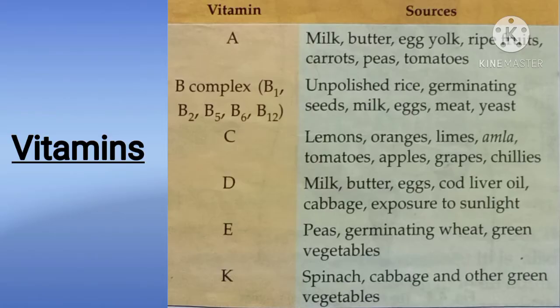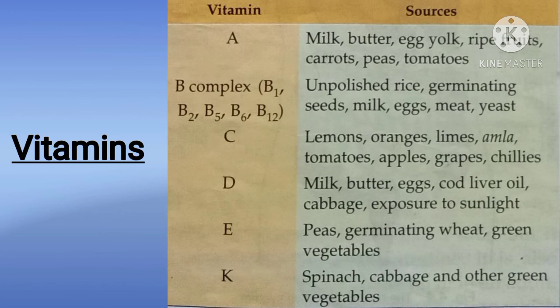Vitamin is an essential micronutrient for the proper functioning of metabolism. The lack of vitamins can lead to diseases known as deficiency diseases. Now we discuss vitamins and their sources. The first one is vitamin A. The main sources of vitamin A are milk, butter, egg yolk, dry fruits, etc.